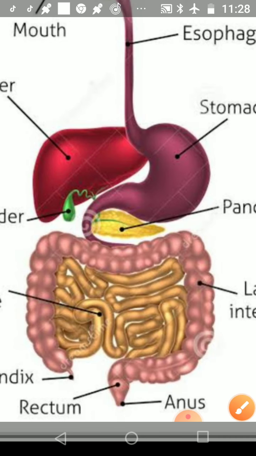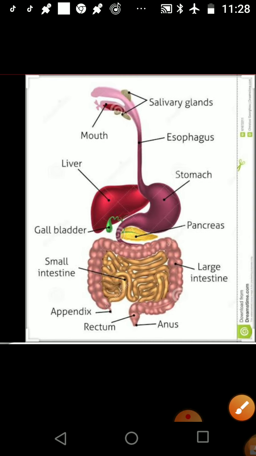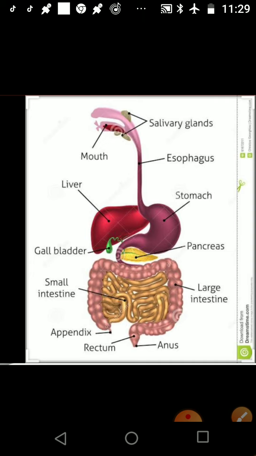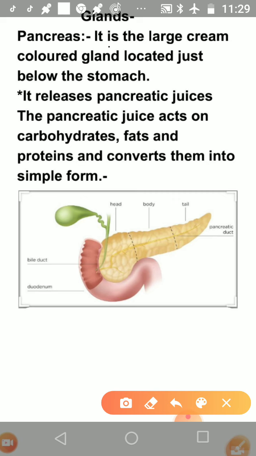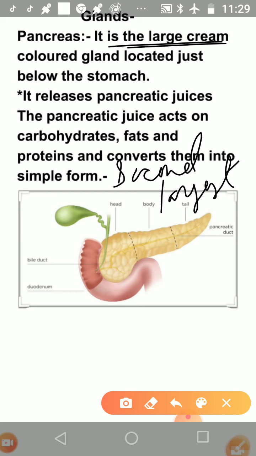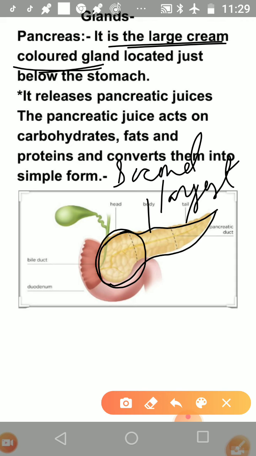Now we will talk about the next gland, which is the pancreas. This gland is known as the second largest gland, after the liver, and it has a leaf-like structure. This is the tail part, this is the body, and this is the head part of the pancreas. It is a large cream-colored gland.